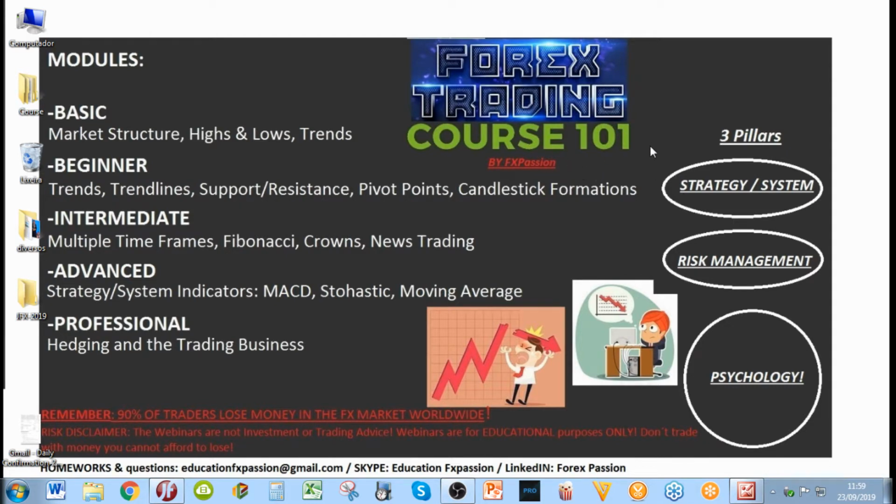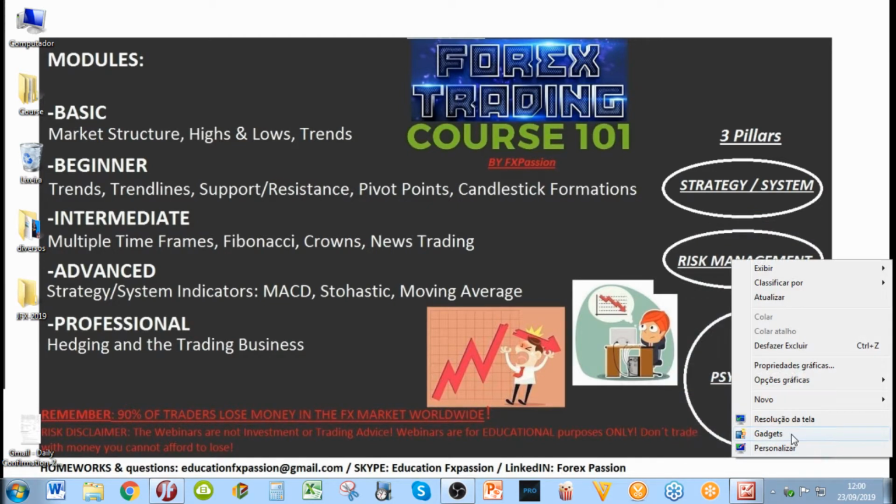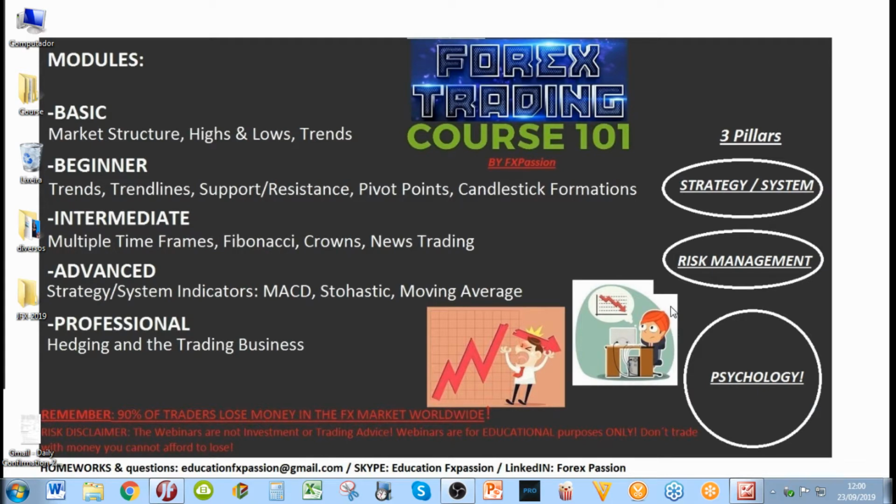And remember, we are trying to build our strategy and our system. This is pillar number 1. We are trying to learn and understand how risk management works. This is pillar number 2. And we are trying to understand and learn about the psychology part. This is pillar number 3. If this is your first time, we are in the beginner module.